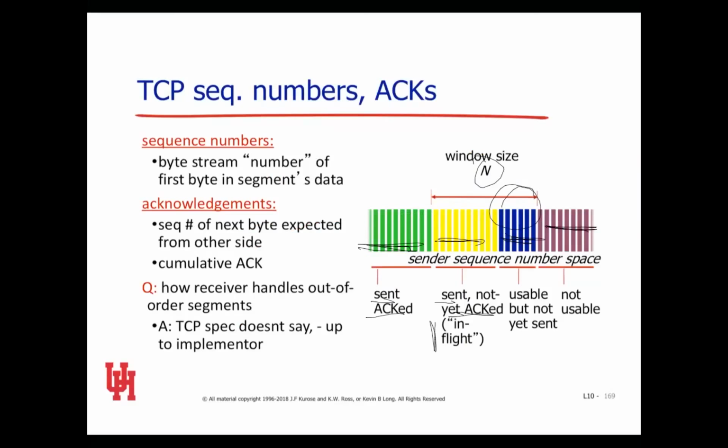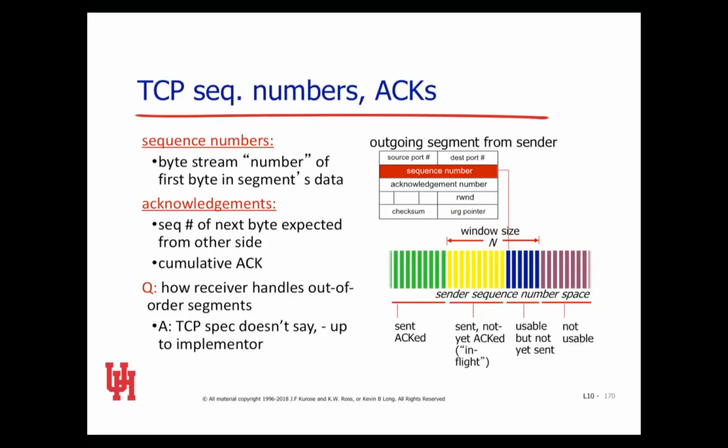Most often what happens is this is pretty much full all the time, and you have packets that are waiting. How are you going to handle segments that arrive out of order? You get to pick that on your own. The protocol doesn't specify that.